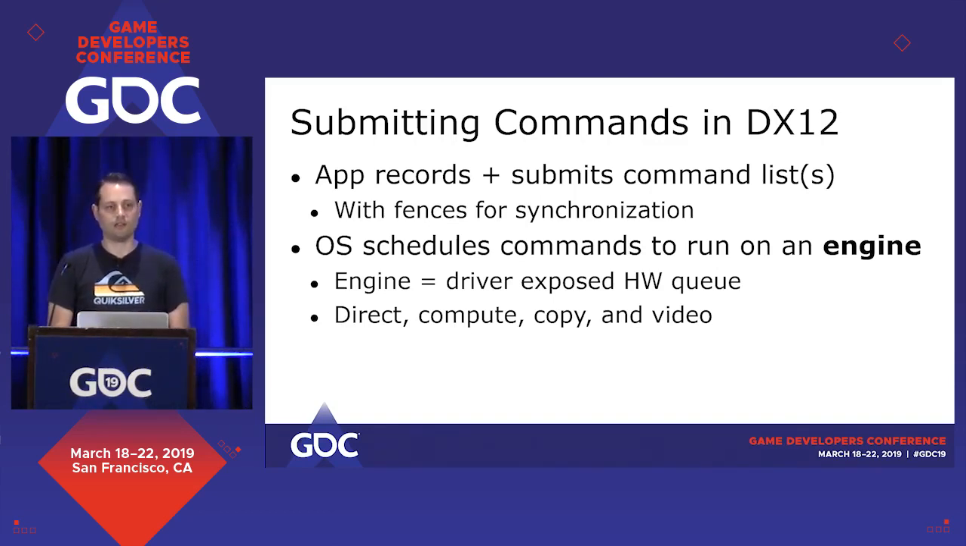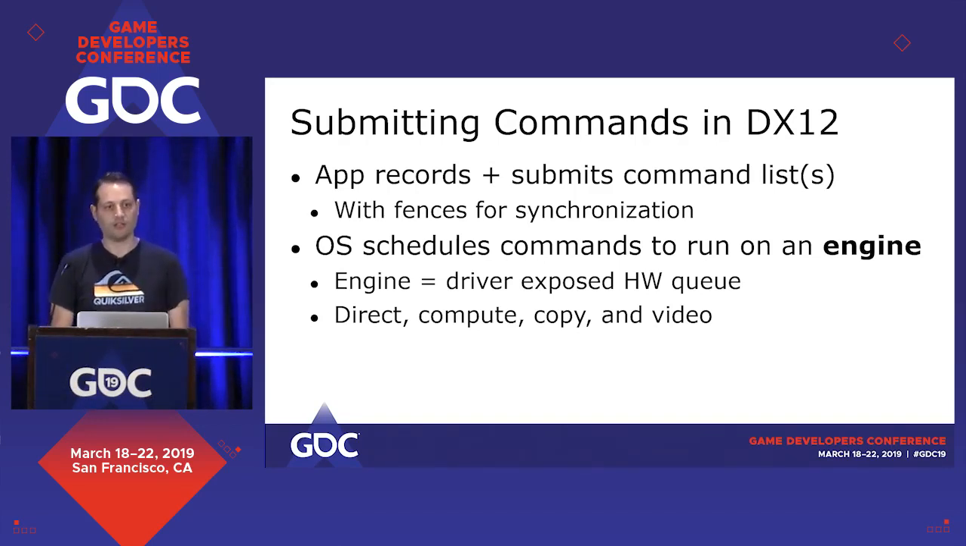The terminology the Windows driver stack uses is to call each one of these GPU hardware queues an engine, where an engine takes the form of either a direct engine, which can do all the graphics and compute operations, or a compute engine, which can only do compute dispatches, or a copy engine that can only do copies, usually through DMA. There's also a fourth type, a video engine, which you generally don't interact with through DX12, that does video encoding and decoding operations.